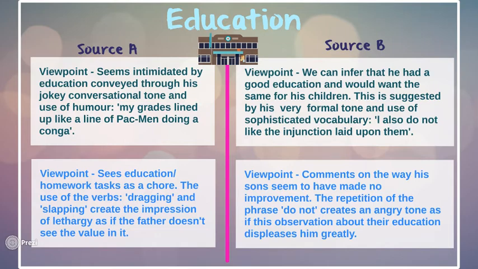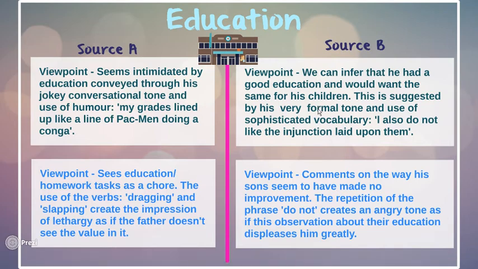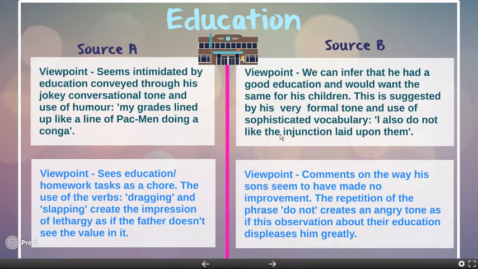On the other hand, I don't know about you, but I got the sense that the father from source B, so Henry's father, wasn't necessarily intimidated by education. In fact, he almost seemed himself to have a good education, and perhaps therefore we could infer that he would want the same for his kids. So that was suggested to me by the fact that he's got quite a formal tone, and he uses quite sophisticated vocabulary as well. For instance, "I also do not like the injunction laid upon them." So he's got a very sophisticated style of writing.